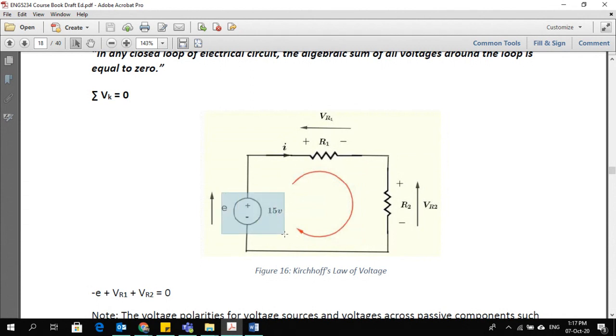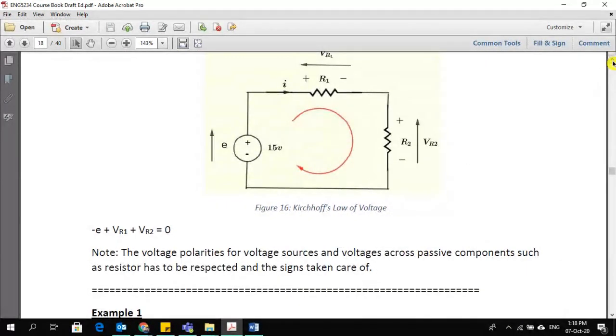And if you see, each component's polarity has been mentioned here. This supply, you can see its negative side and positive side. For the resistor R1, the positive and negative sides are mentioned, and for R2 the positive and negative sides are mentioned. So when you go across this loop in the clockwise direction, if you are facing the negative side of the component first, you put that voltage as negative. Moving on further, if you face the positive side of any component first, you put the voltage drop on that as positive. So let's see how the equation is made here.